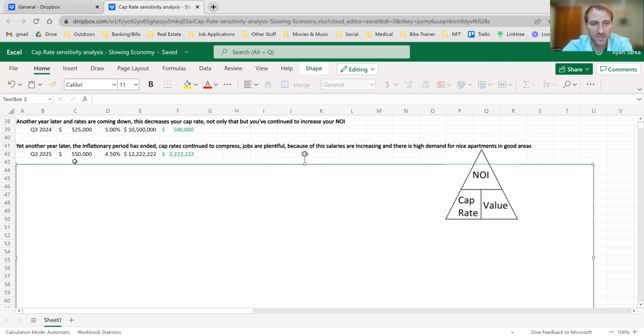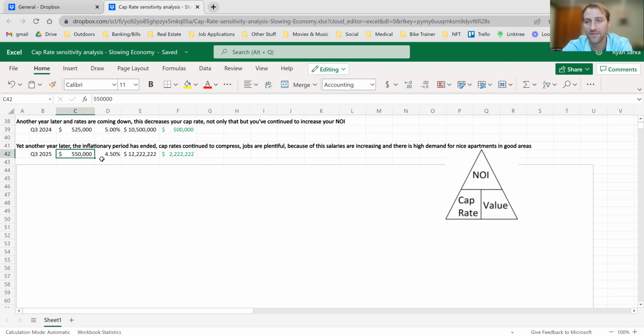But we've increased another $25,000 on our NOI, being a total of $550,000. And look at that, we're at a 4.5 cap rate. And that means we've increased the value almost $2 million, and $2.2 million. That's awesome. That's good. That's what we want to see. That's why you're kind of in this game, right?